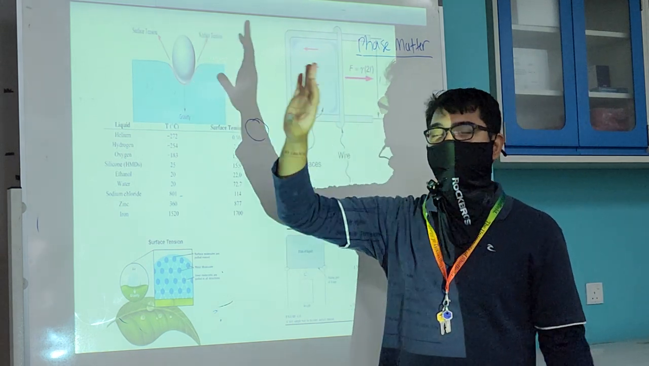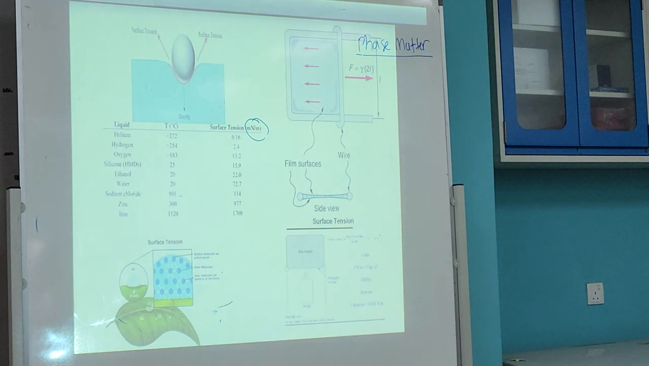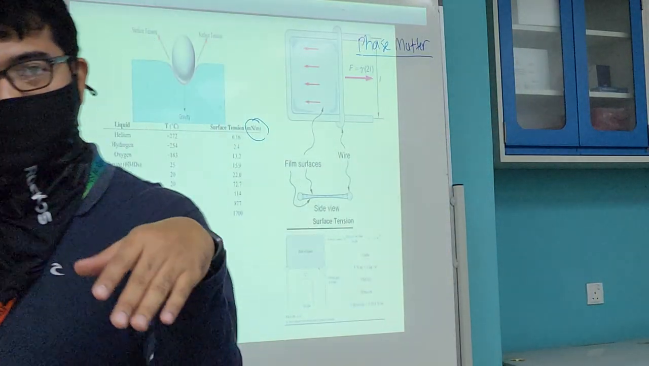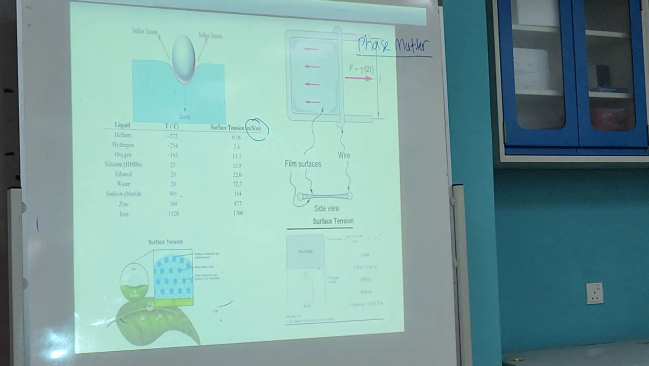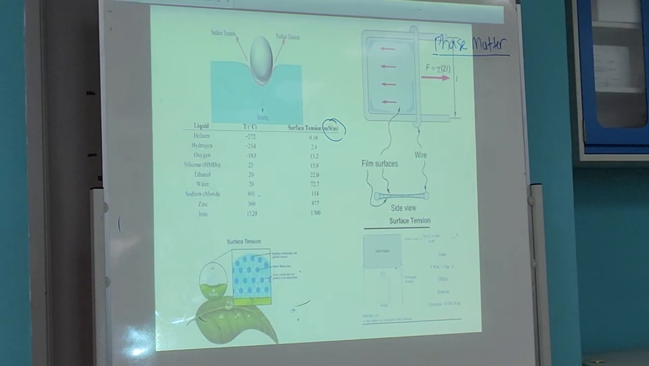So this ability of water to create surface tension enables it to do various things. For example, some insects can walk on water, like the water strider. I don't know what water strider is in Malay. You know water strider? No. Have you taken your entomology? Water strider. And then leaves can float on the water and so on.